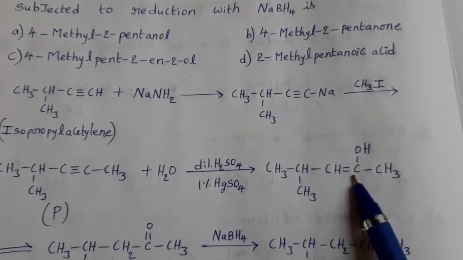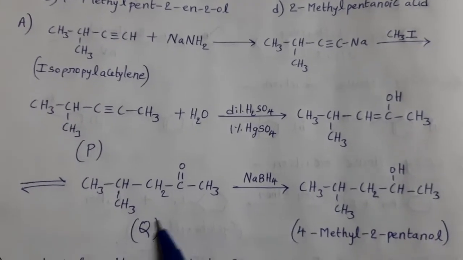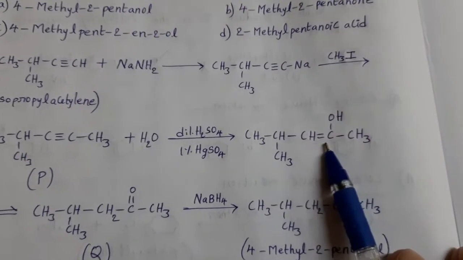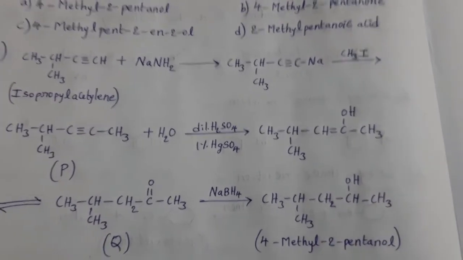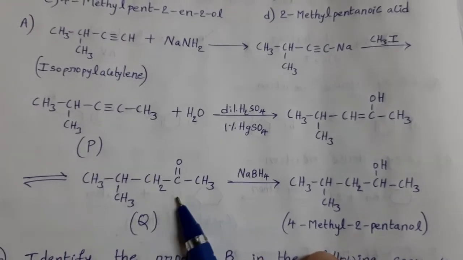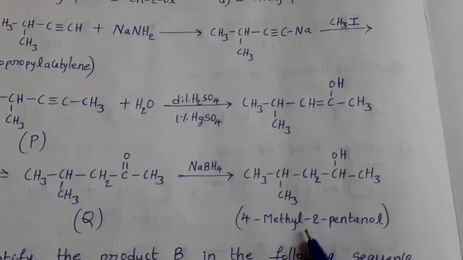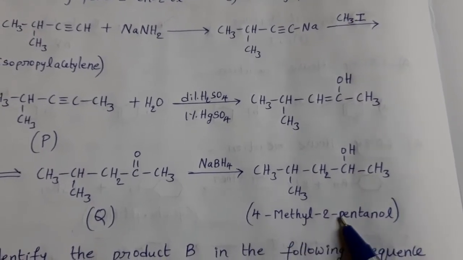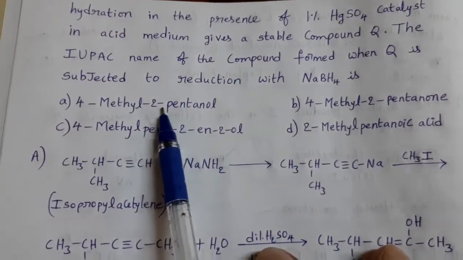So enol, double bond and OH, both are present in the same compound. This enol undergoes tautomerism, then we can get this compound. Actually, in the formation of this product, one other compound is also formed along with this compound. This is the stable one. We should consider this one. This is compound Q. It undergoes reduction with NaBH4, then we can get this one. Ketone is reduced to secondary alcohol. What is the IUPAC name? 4-methyl-2-pentanol. So what is the option? Option A is the answer. Next.